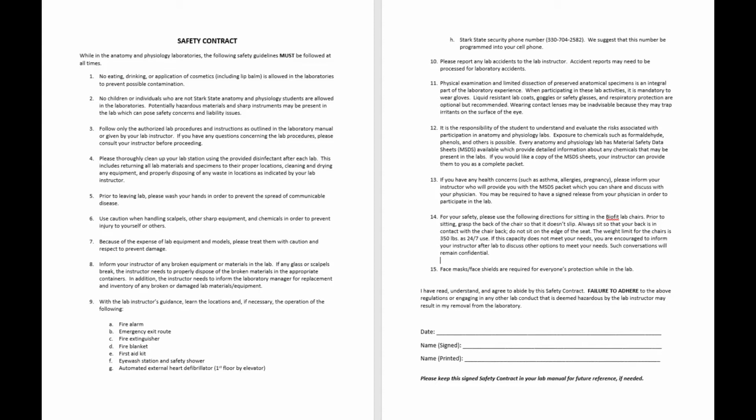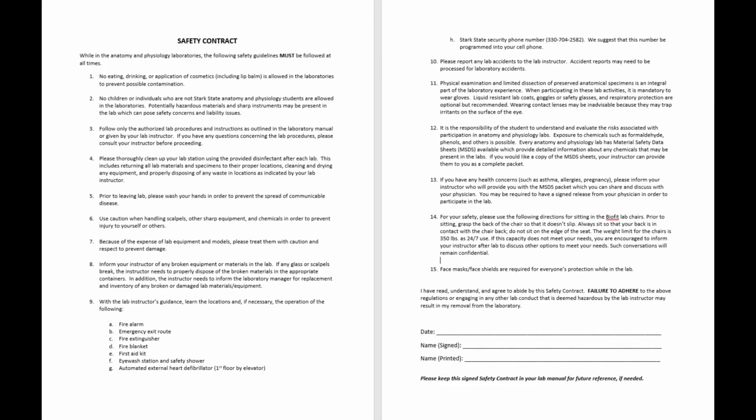1. No eating, drinking, or application of cosmetics, including lip balm, is allowed in the laboratory to prevent possible contamination. 2. No children or individuals who are not Stark State Anatomy and Physiology students are allowed in the laboratories. Potential hazardous materials and sharp instruments may be present in the lab which can pose safety concerns and liability issues.